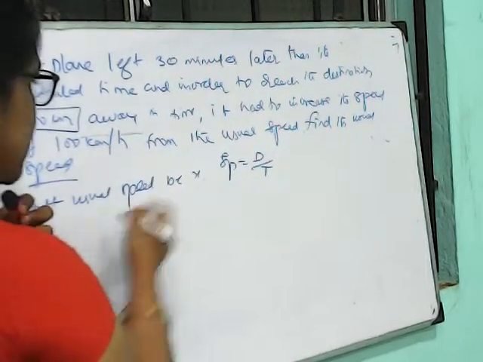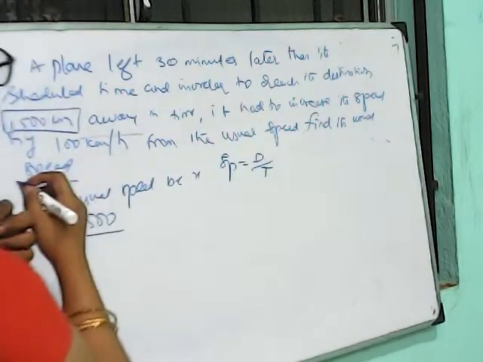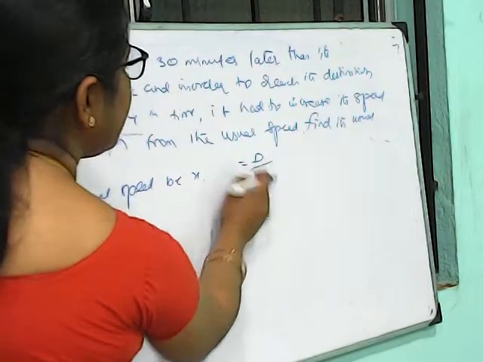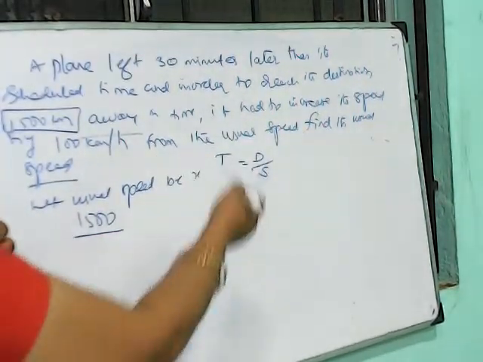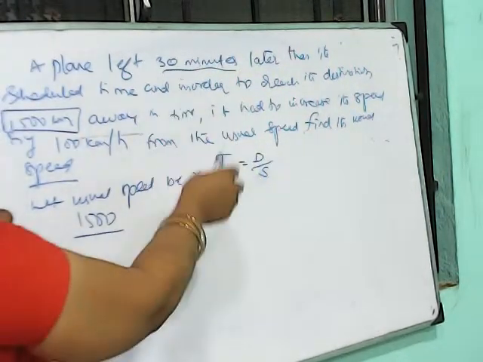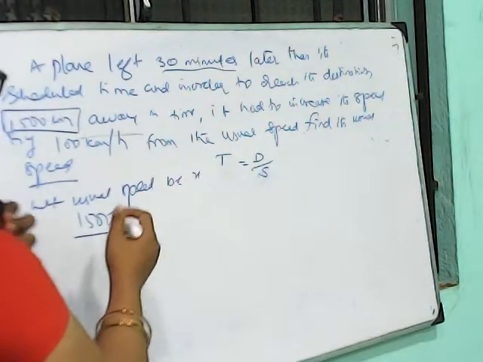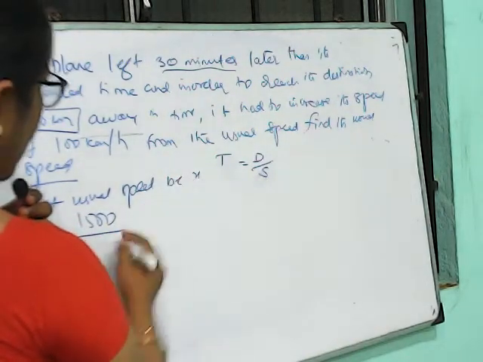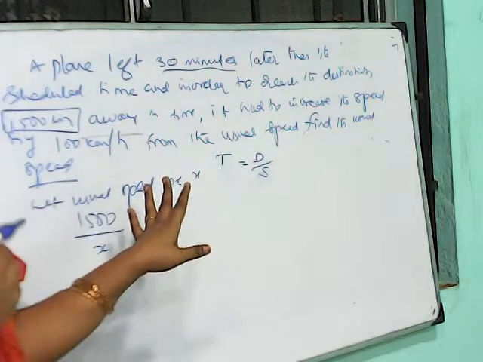Okay, so the distance is 1500 kilometers, and we'll calculate the time. Time is equal to distance by speed. We'll use this. It is all the same concept. But since it says 30 minutes later, I am going to calculate using the time formula. So 1500 divided by the speed we have taken, x. Okay, this is the original time taken.